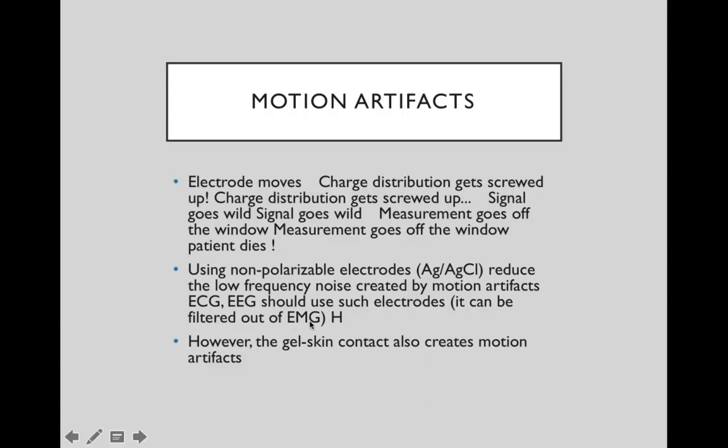And they're almost all differential, and the differential elements are placed close together. So often, if one sensor has a motion artifact, both sensors have a motion artifact. However, it's also possible the gel skin contact can create motion artifacts. So just using silver and silver chloride doesn't always eliminate all the problem. And the issue is that motion artifacts tend to be low frequency, and in the ECG and the EEG, the actual signal that we're trying to measure is in the same frequency band as the motion.